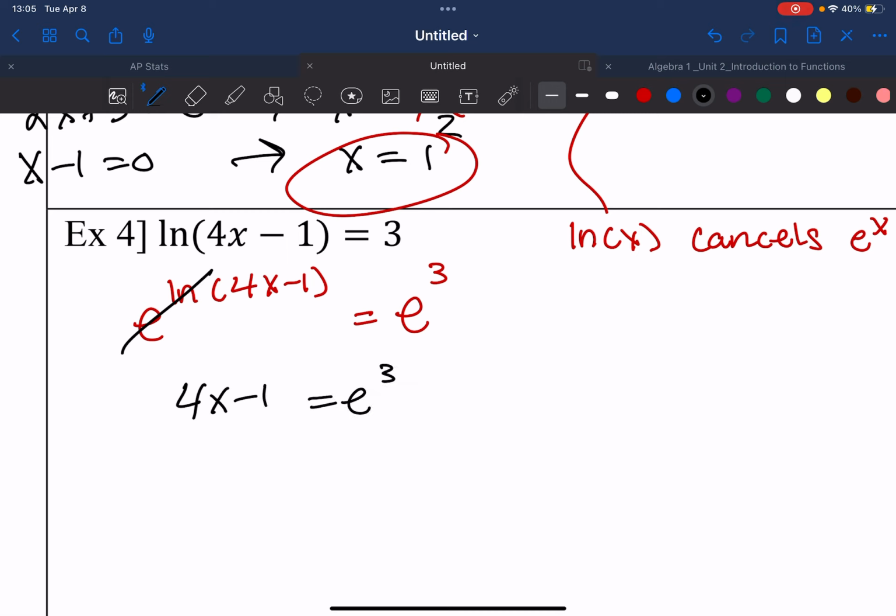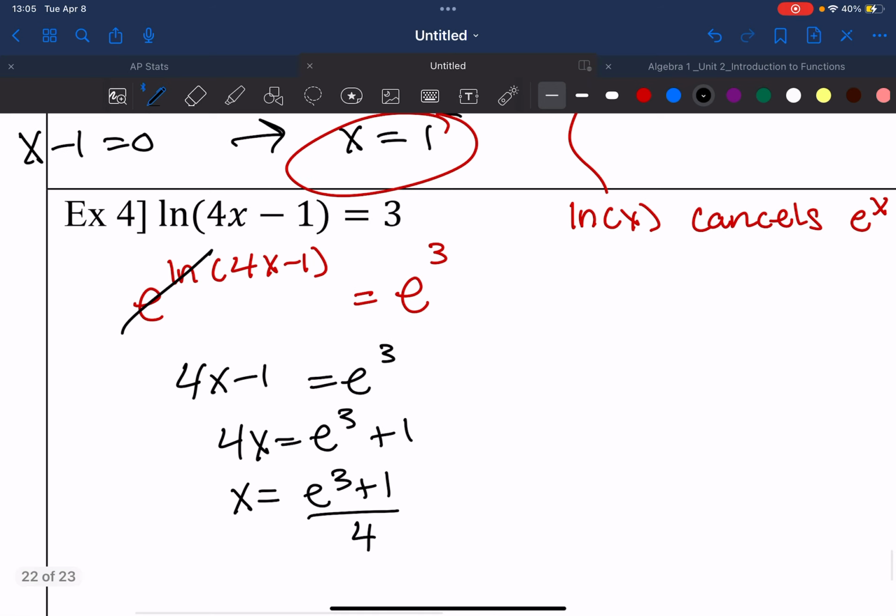And remember, e, 2.71 repeating, is just a number. So if I'm solving for x, I can add 1 to the other side and then divide by 4. So 4x is equal to e cubed plus 1, and x is equal to e cubed plus 1, all divided by 4. And if I was to put that in my calculator, I would get x is approximately 5,271.